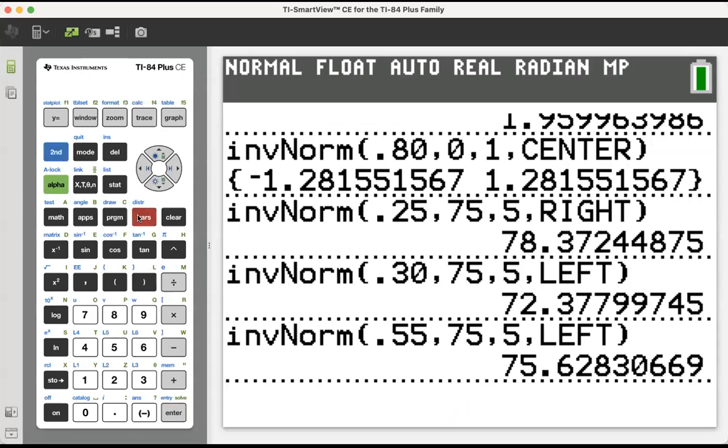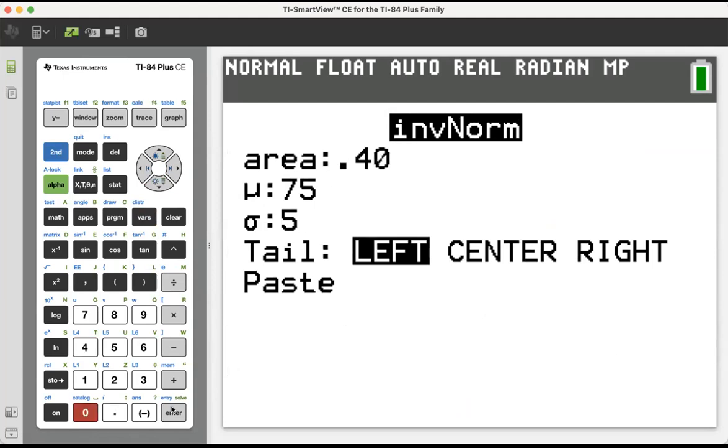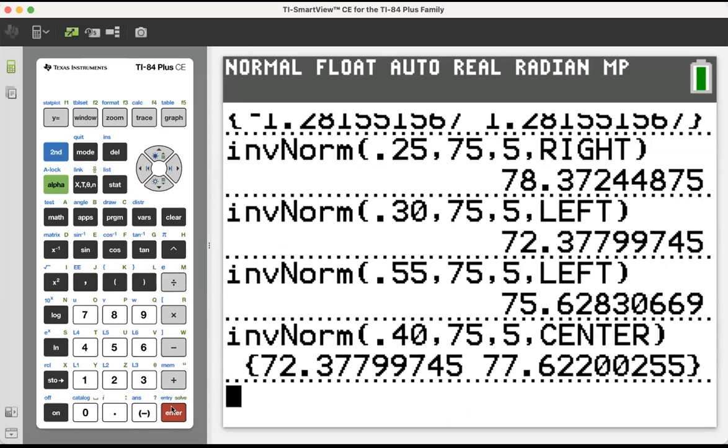So for the second distribution, inverse norm, 0.40, change the tail to say center, and paste. We get 72.38 and 77.62.